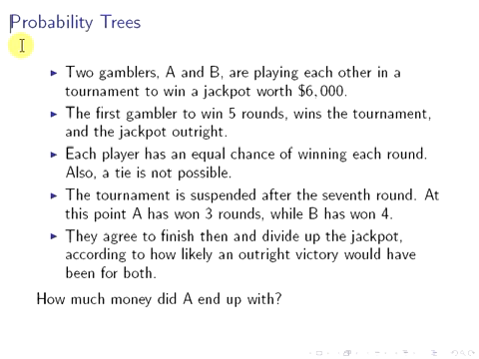Let's just be clear about some rules. Each player has an equal chance of winning each round, and also a tie is not possible. So here's the thing. The tournament is suspended after the 7th round. At this point, A has won 3 rounds and B has won 4. They agreed to divide up the jackpot between them there and then, according to how likely an outright victory would have been for both. So the question here is, how much money did A end up with?